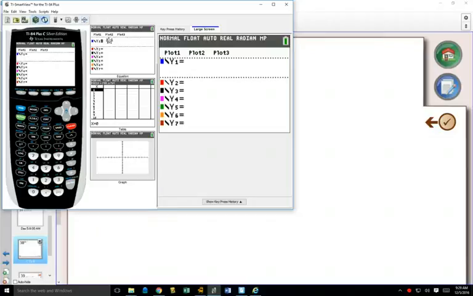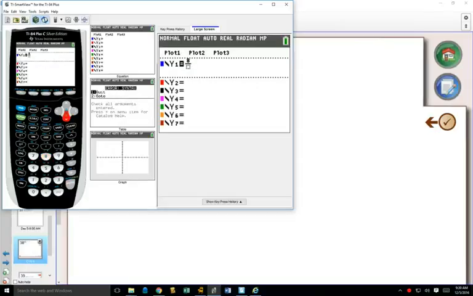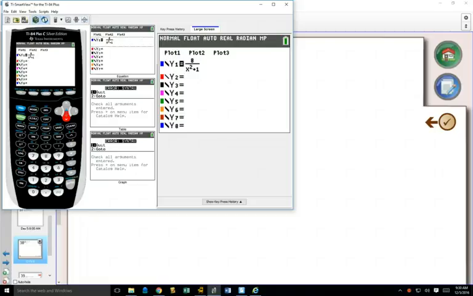So on the left-hand side, we had 8 over x squared plus 1. You can even use the fraction button if you like. 8 over x squared plus 1. And on the right-hand side, we had just x.